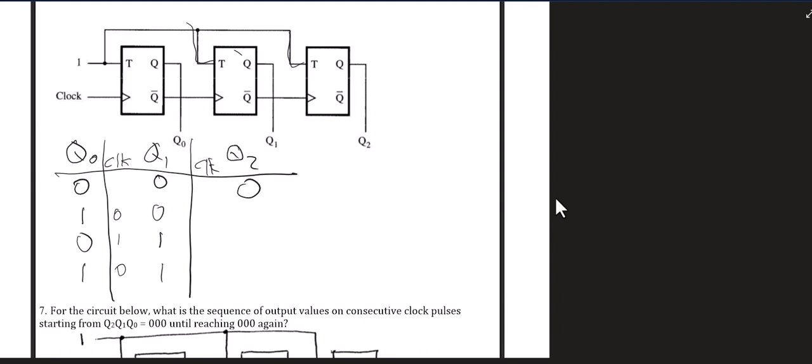Okay, so now let's look at this last one. I don't know that it's said to look at the last one, but I think it'll help. Originally Q was 0, which meant that Q bar was 1, and since Q bar was 1, that meant our clock was 1, which means that we'll have a toggle. Now Q1 is 1, so Q bar is 0, so there'll be no change. And now Q1 is 1, so Q bar is 0, so there'll be no change.